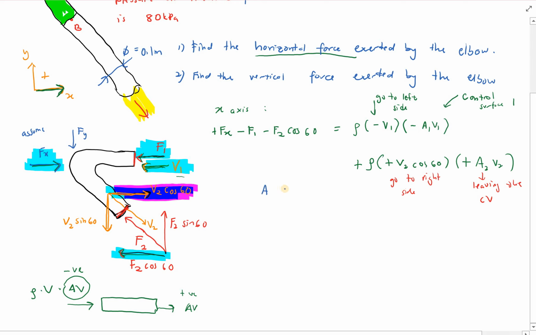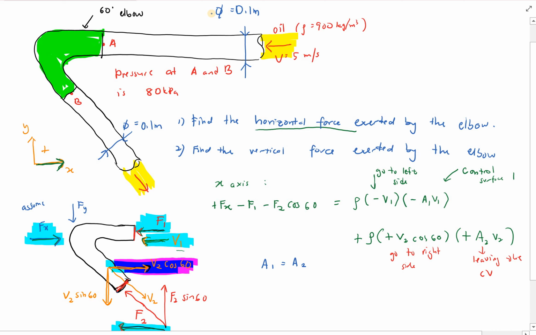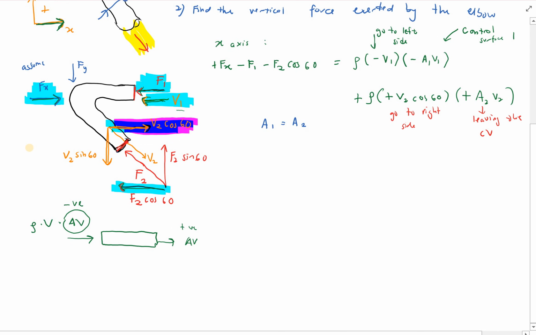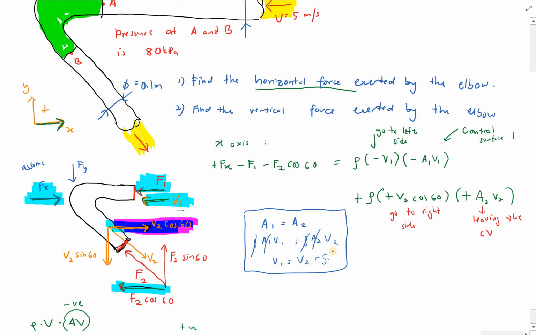First, A1 is equal to A2. The same diameter, 10. What do you have there? You will have 0.1 meter and 0.1 meter in pipe A, also pipe B. So with that, we know that from the equation of rho A1 V1 equal to rho A2 V2, this is the same, constant. So V1 equal to V2. This is the first information. Second one, the velocity is given. This is 5 meter per second.